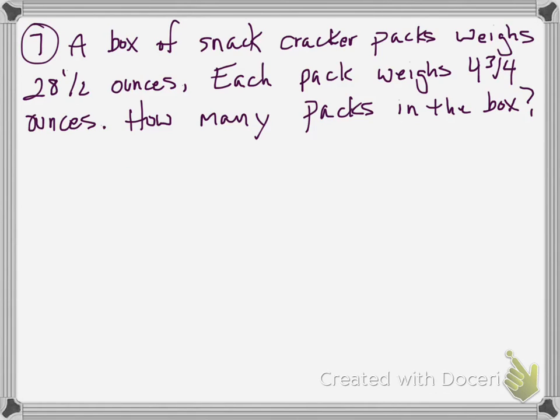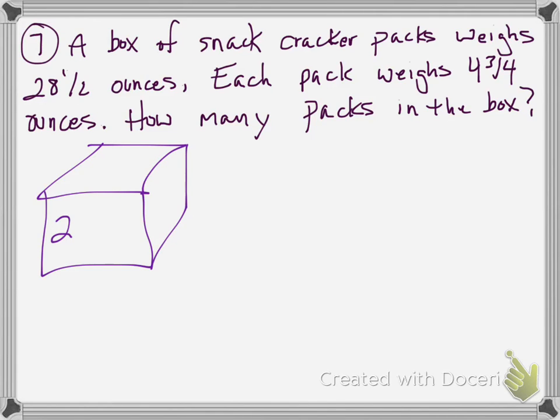So, we have this box, and I know that the whole box weighs 28 1/2 ounces. And then there's like some snack packs in here. I don't know how many. But I do know that one snack pack weighs 4 3/4 ounces. So if I put them all together, they'd equal 28 1/2. And if I took those 28 1/2 and split it up, I know that each one weighs 4 3/4. So this is a division problem.